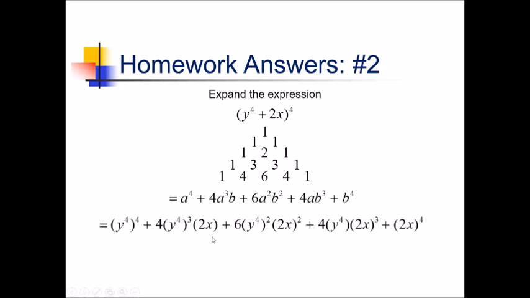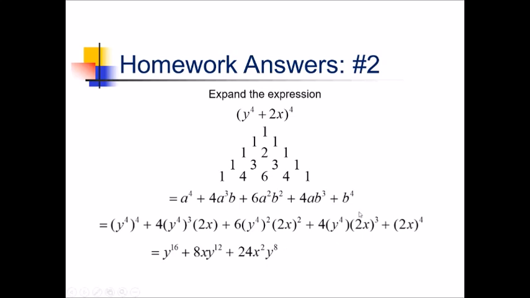Going through and cleaning things up a little bit, these exponents here, raising one power to another, we have to multiply. So this is actually y to the 16. Next we have 4 times 2x giving us 8x, and this will be y to the 12th. Next, we have 2x to the 2nd, so that's really 4x squared, times a 6 gives me 24x squared, and then we have a y to the 8th, 4 times 2 there.